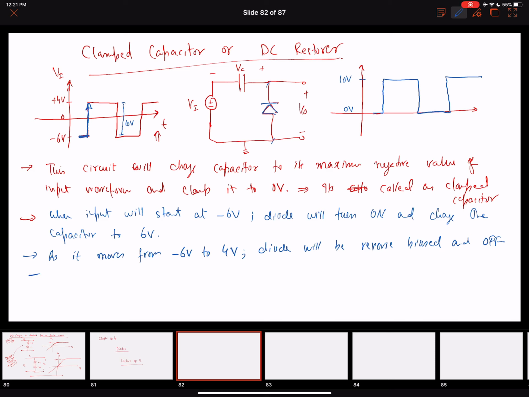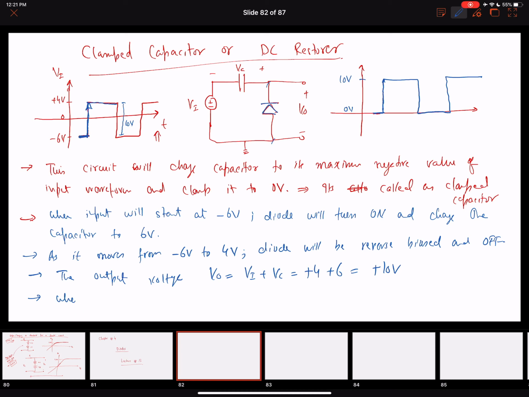So at that point in time, at plus 4 volts, the output voltage Vo will equal Vi plus Vc, which is 4 plus 6, or 10 volts. So we got this. During this entire time, the output voltage will remain constant.